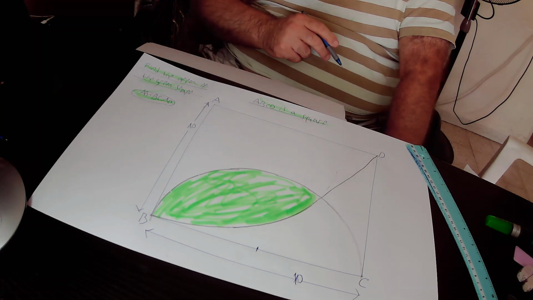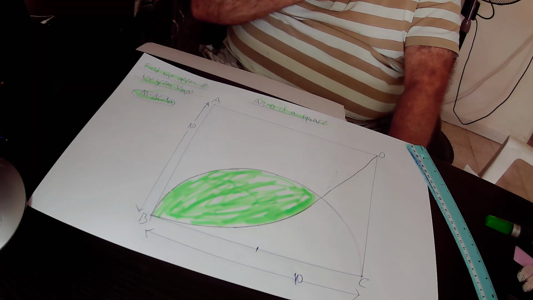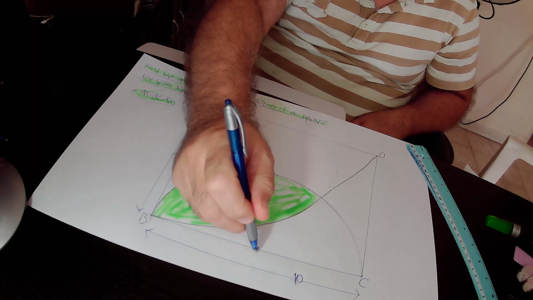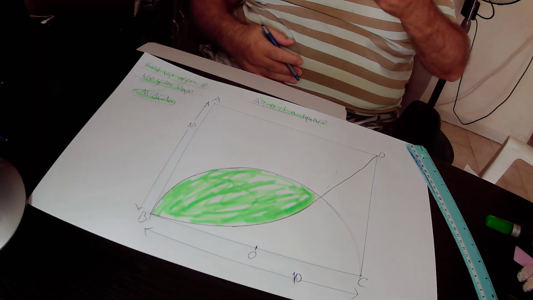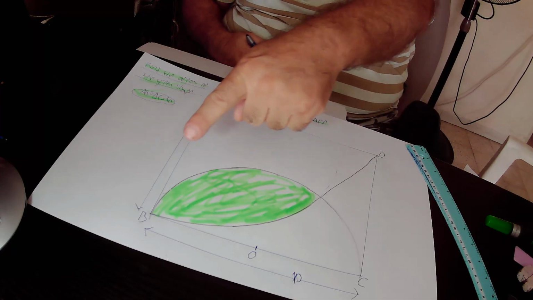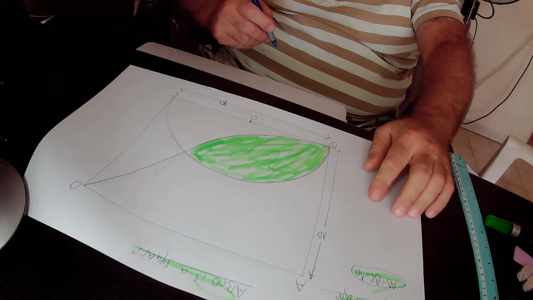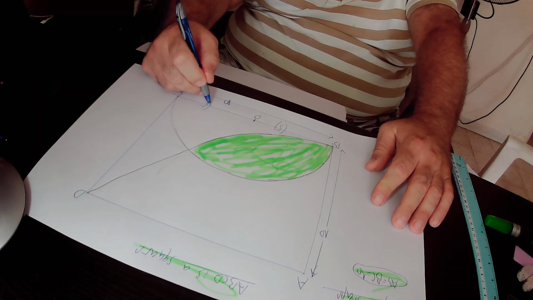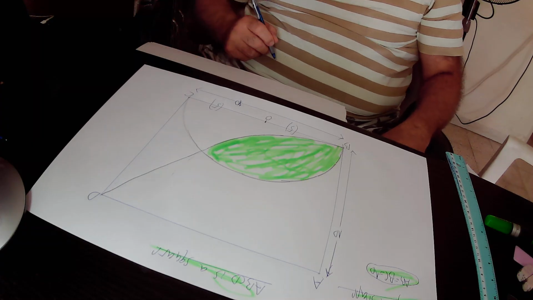BC is one side of square ABCD, but BC is also the diameter of the semicircle. When we find the center of this semicircle, this point is point O. The diameter of the semicircle BC is 10, and therefore the radius must be equal to 10 over 2, that is 5. So the radius OB is 5, and the radius OC is also 5.